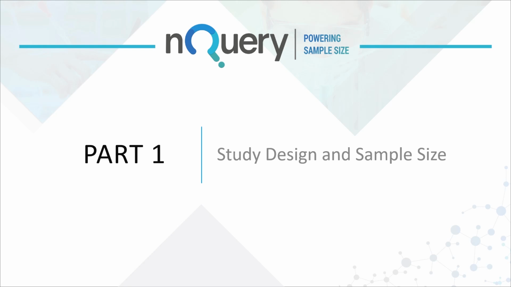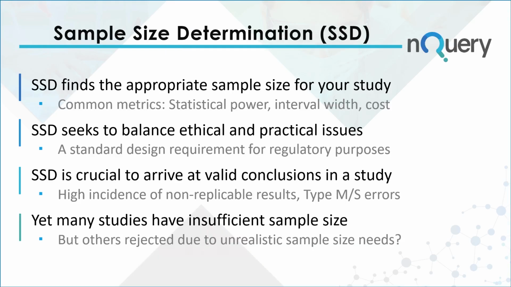So part 1, study design and sample size. And in this, we're just trying to establish what is study design and how does it interact with sample size determination? Because I suppose usually in nQuery, we just talk about sample size determination as a given part of the study design process. We don't really talk about study design too much, except perhaps in the context of our 5 essential steps for sample size, which is available on our website. I suppose just to ensure that we're all on the same page for sample size determination.